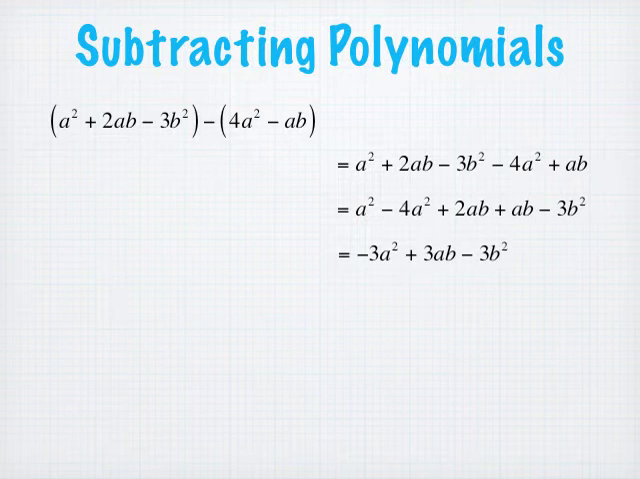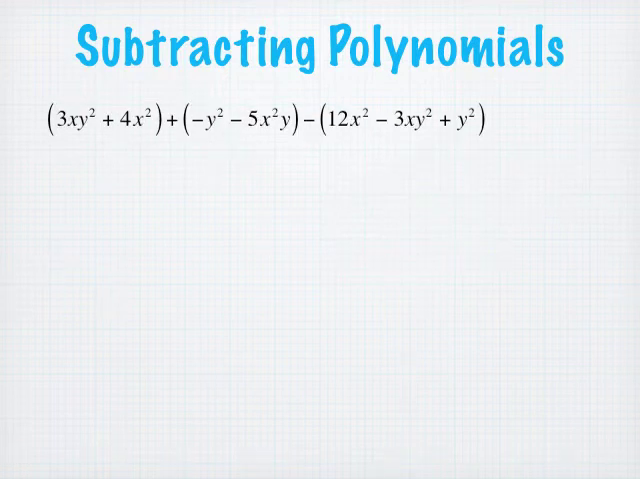It is. It's in descending order according to a, because the first term has 2 a's, the next term has 1 a, and the last term doesn't have any a's at all. I could completely flip-flop the order, write it completely backwards, and it would be in descending order according to b. Either one is fine. Just pick a variable and write it in descending order according to that variable.